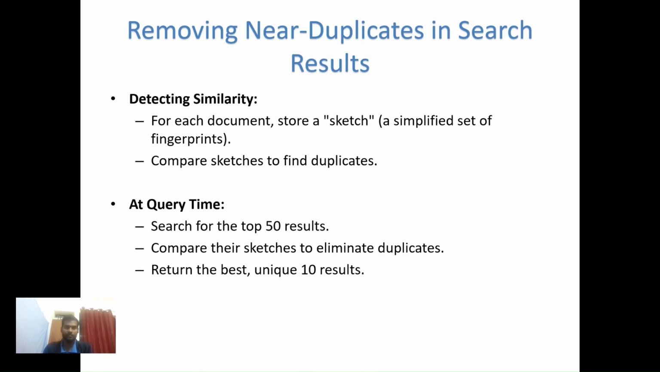So we have seen in the previous slide that we use the sketching technique to detect duplicates. So here we have to remove the duplicates. For each document we store a sketch, which is the simplified set of fingerprints, and compare the sketches to find duplicates. At query time, we search for the top 50 results and compare their sketches to eliminate duplicates. After that we show the top 10 best and unique results to the users.